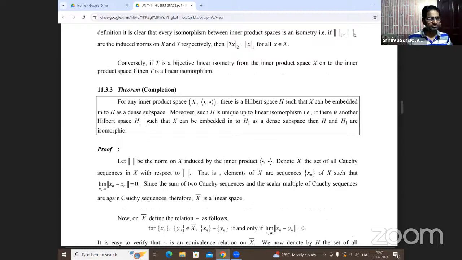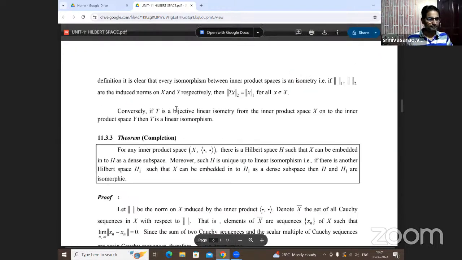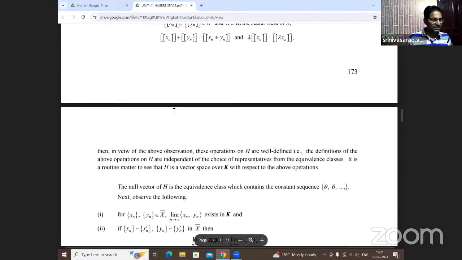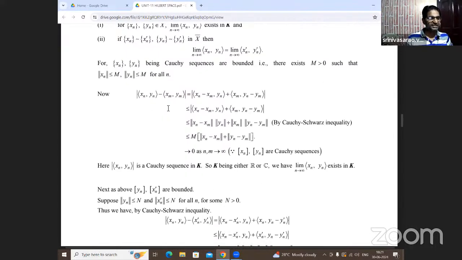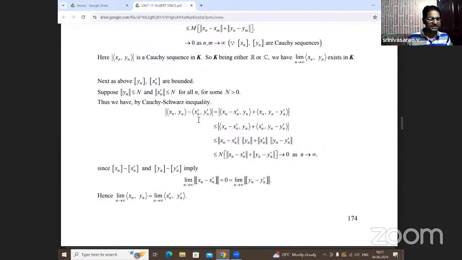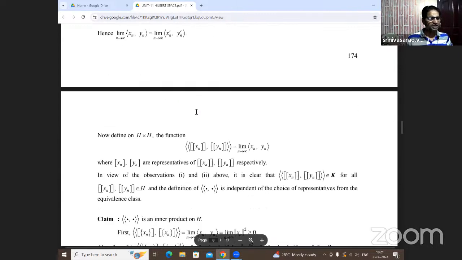Now, define completion. This theorem is also to be stated and proved, the completion theorem. This theorem is given in the final examination. State and prove the completion theorem by the above definition. That is also a very simple theorem under Cauchy sequence, induced norm and inner product space. That is simple to understand here. There is no doubt.